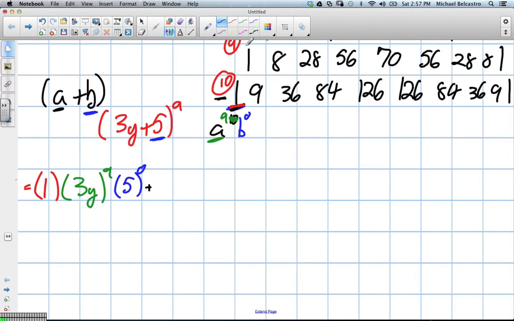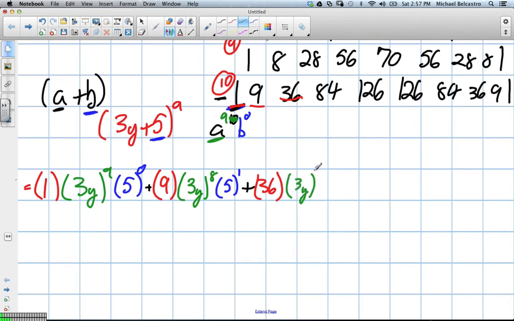Then we add the next term along this. A coefficient will then be 9, so we'll have to multiply all of this by 9. Our A value will be 3y to the power of 8. And our B value here will be 5 to the power of 1. So it constantly continues this pattern. So this is going to take a little bit. The next coefficient is 36. This will be 3y to the power of, you tell me. 7. Yep. And 5 will be to the power of what? 2. Good.